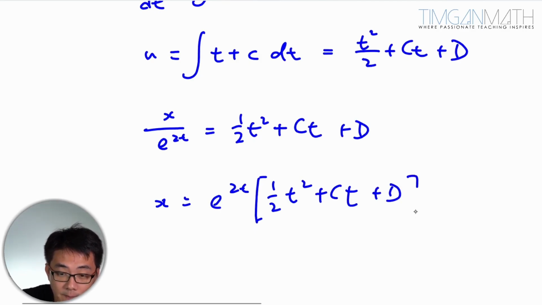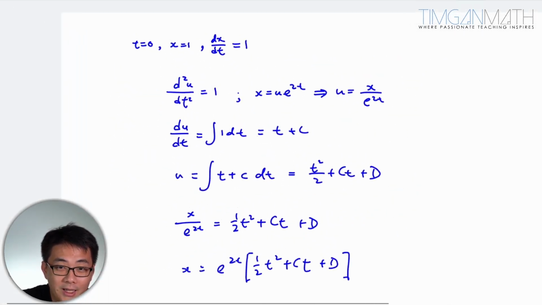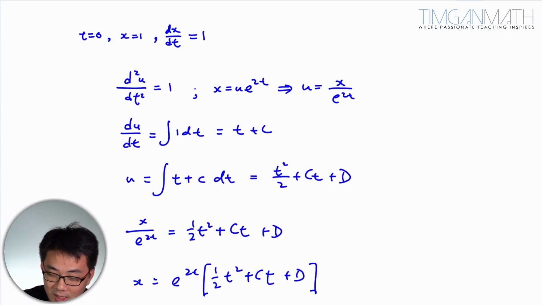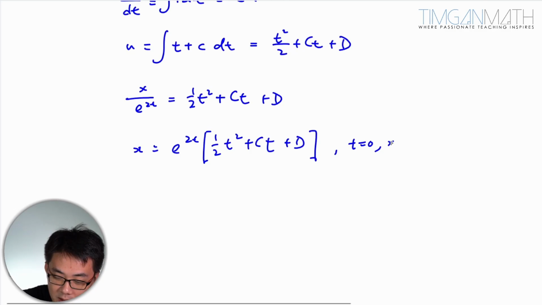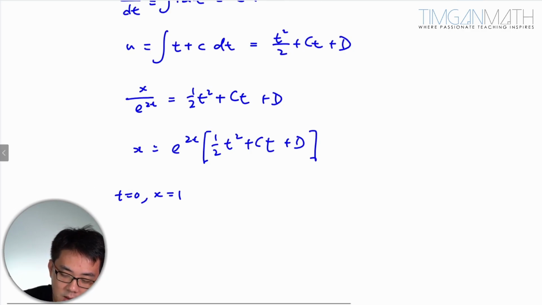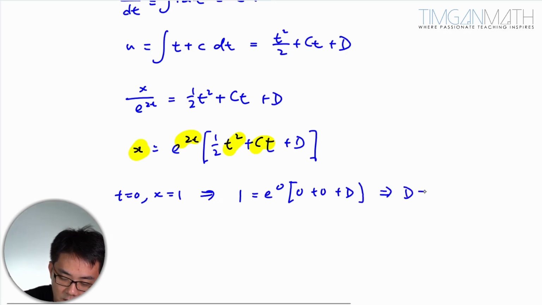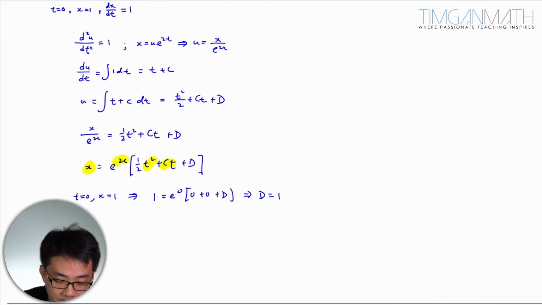Okay, so how do we do that? We do that by hunting it down. So okay, when t is 0, we know that x is 1. So in other words, t is 0. So in other words, in this equation here, if you sub in t equals 0, x equals 1, what we get is actually 1 equals e^0 times 0 plus 0 plus D. Then you know that D equals 1. Now we need to find C.